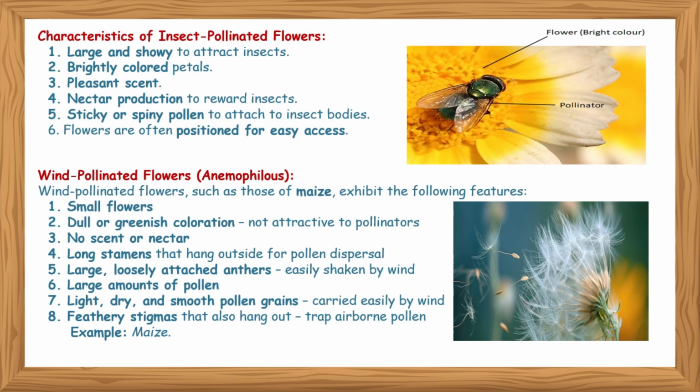They are large and showy to attract insects. Bright colored petals present scent. Nectar production is to reward insects. Sticky or spiny pollen attaches to insect bodies. Flowers are often positioned for easy access.